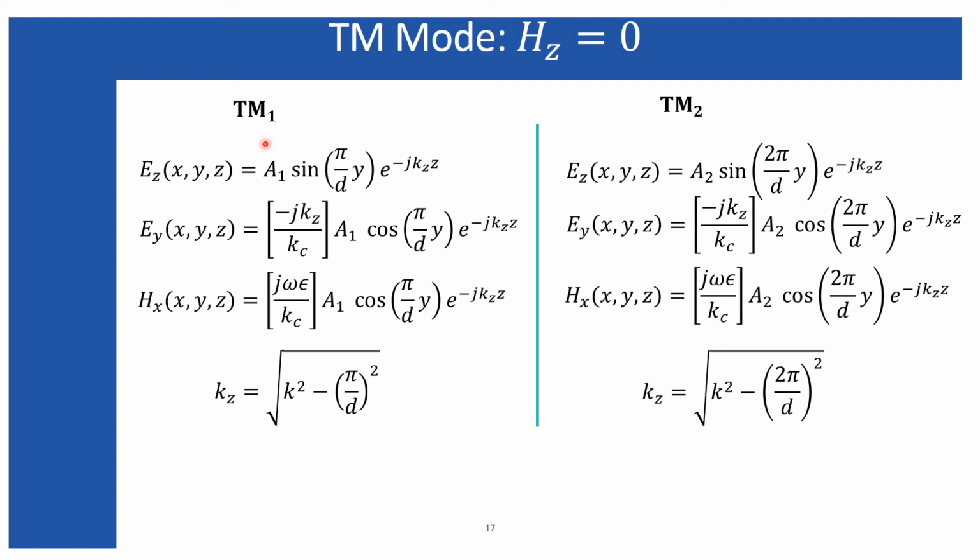If you put n equals 1, that will define TM1, and if you consider n equals 2, that will define the TM2 mode. This is the propagation vector for the TM1 mode, and this is the propagation vector for the TM2 mode. And these are the field components for TM1 and TM2.